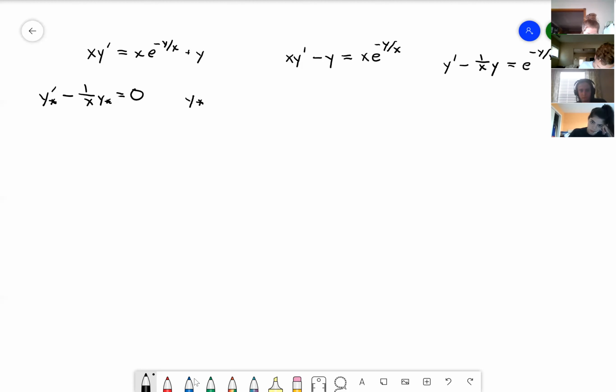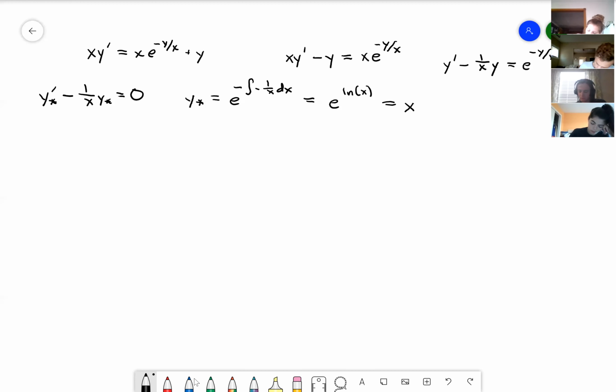And so y star is equal to e to the minus integral of p of x dx. And so in this case, p of x is minus 1 over x. And of course, those minuses cancel out, and we're just left with e to the natural log of x plus some constant of integration. So this is just x.